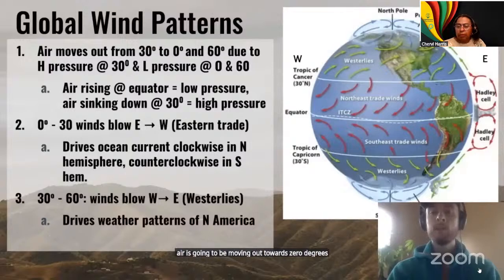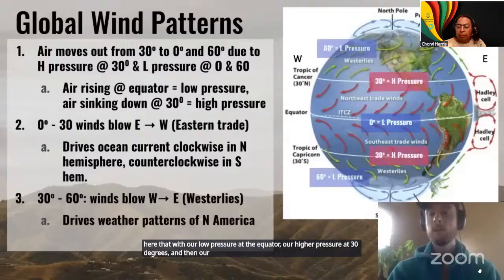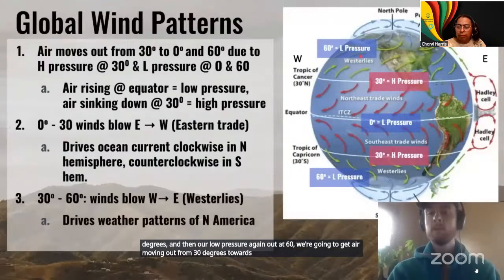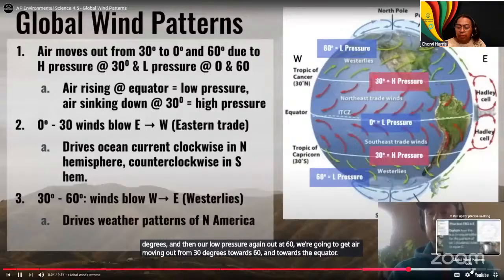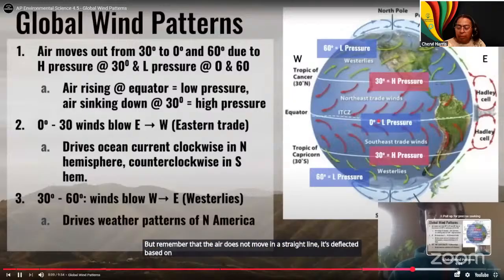and 60 degrees. We can see here that with our low pressure at the equator, our higher pressure at 30 degrees, and then our low pressure again out at 60, we're going to get air moving out from 30 degrees towards 60 and towards the equator. But remember that the air does not move in a straight line. It's deflected based on the direction of Earth's spin.